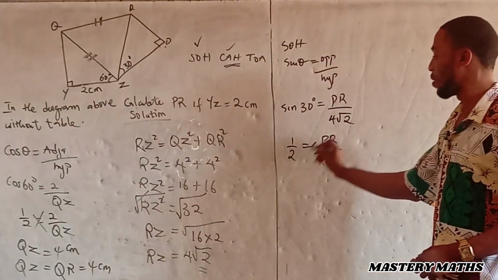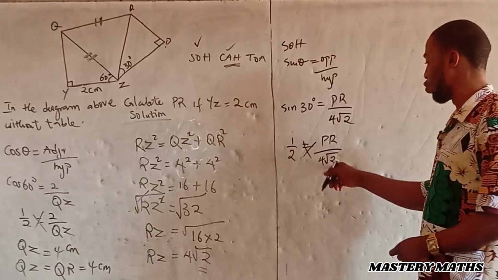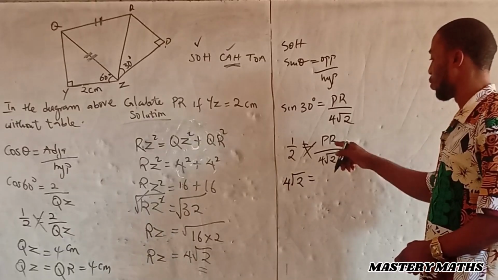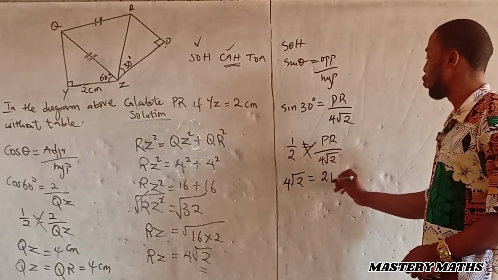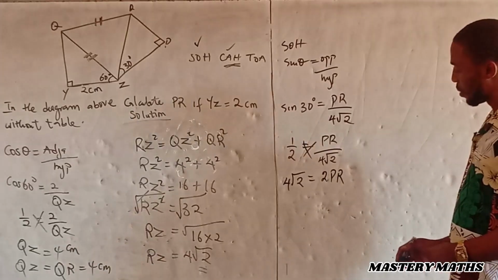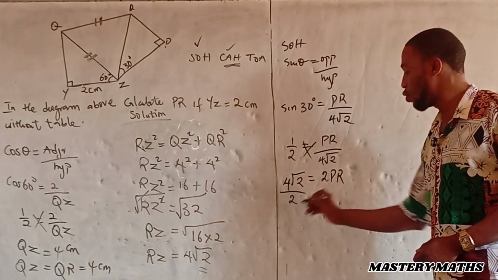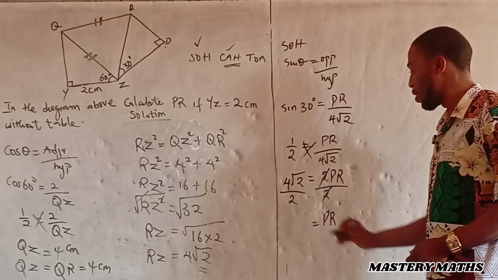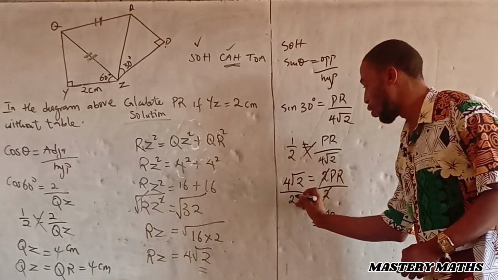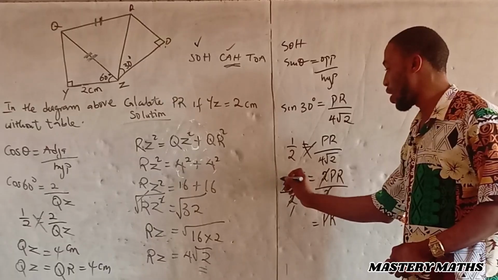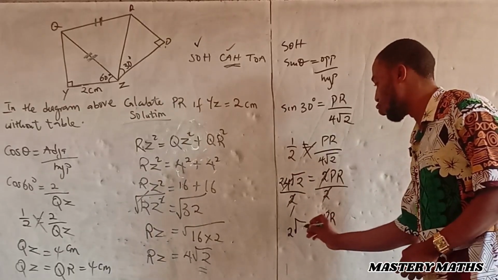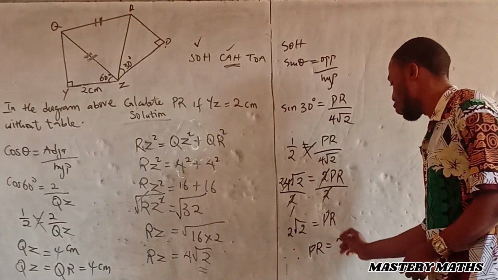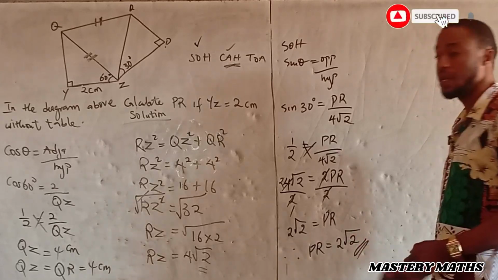Now, let's cross multiply. 4 root 2 times 1 gives us 4 root 2, equal to PR times 2, which is 2PR. So we divide both sides by 2. 2 cancels 2, and you have your PR equal to 2 root 2. Therefore, PR is equal to 2 root 2. That's the answer.